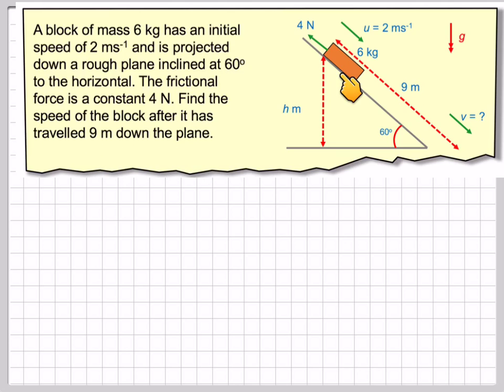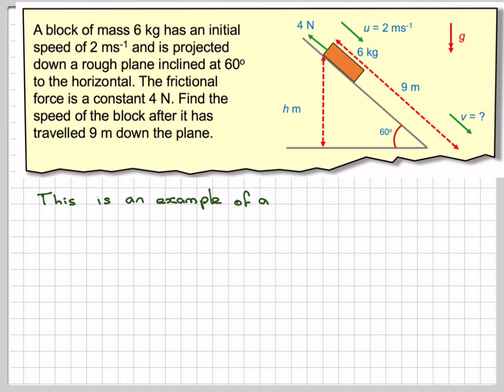So here we've got a block, with a frictional force acting 4 newtons up the plane. The block is going to travel through 9 meters and has an initial speed of 2 meters per second. And we want to find the final velocity. So the potential energy would be, we have to find this height here. However, first of all, we need to consider this.